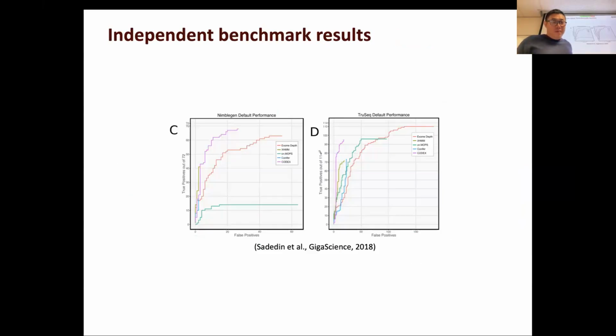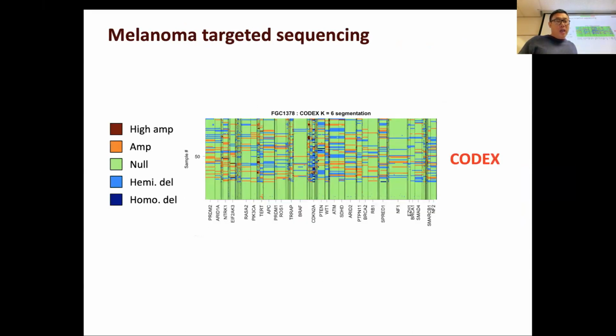But anyway, these are the independent benchmark results that tell you that CODEX seems to have high sensitivity and specificity compared to the others. Then we apply this to some cancer genomics data. In this case, it's melanoma data. The blue colors correspond to the deletions and the orange colors correspond to the duplications.